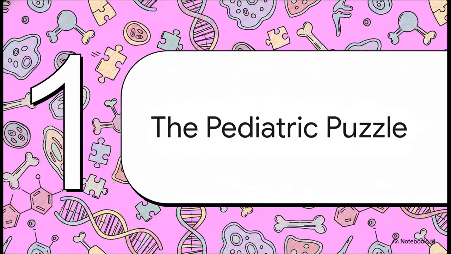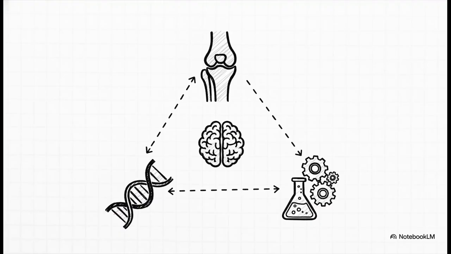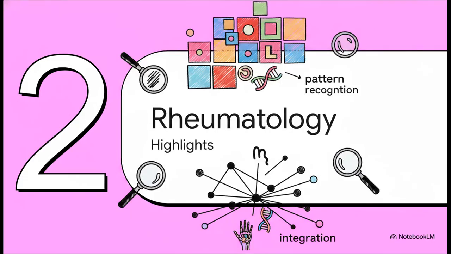Okay, let's get started. Section 1, the pediatric puzzle. The whole point here isn't just about memorizing a bunch of facts from different chapters. It's about building a mental framework, a way of thinking. Because once you can connect the clinical patterns of rheumatology with the inheritance blueprint of genetics and the biochemical breakdowns of metabolic errors, that's when you'll be able to solve those really complex clinical cases that you're definitely going to see.